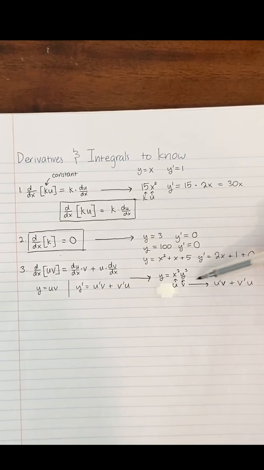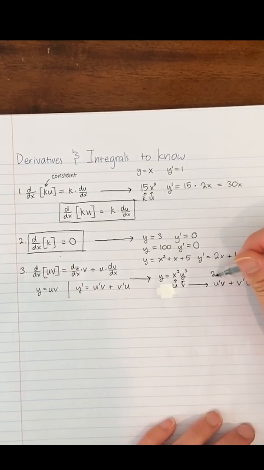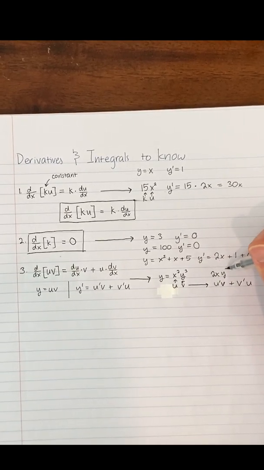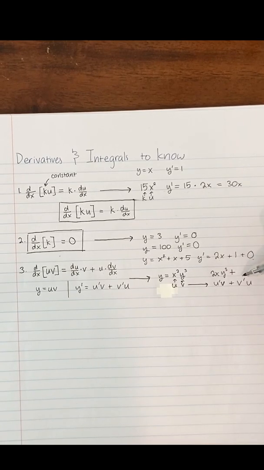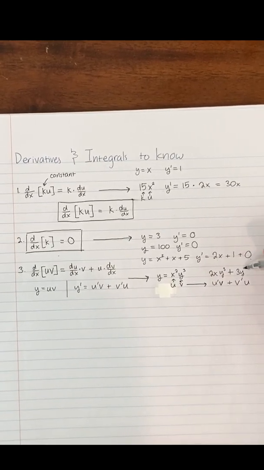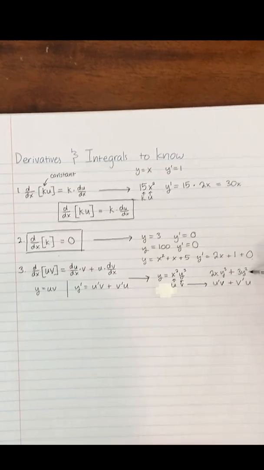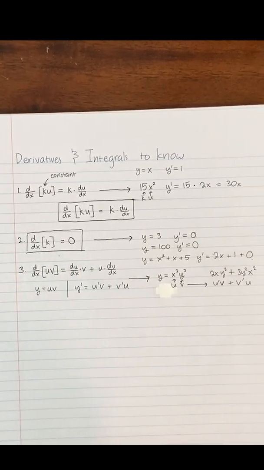So what's u? x squared. What is the derivative of u? 2x. What's v? v is y cubed. Plus the derivative of v. What's the derivative of v? 3y squared. And then what's u? u is x squared. There you go. That's the answer.